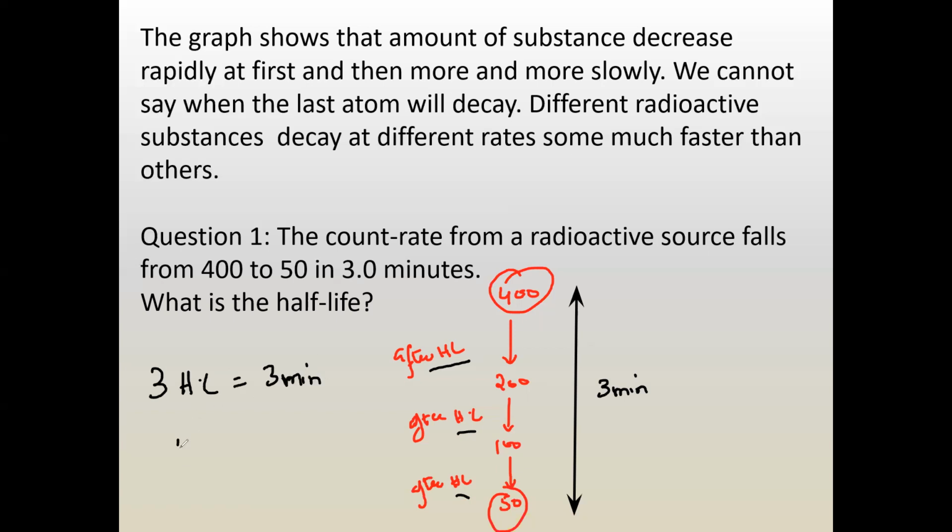So what is the half-life? Half-life is equal to 3 minutes divided by 3. So 3 divided by 3 means each half-life is actually 1 minute. So it will take 1 minute first to convert from 400 to 200, then another 1 minute to convert from 200 to 100, then another 1 minute to convert from 100 to 50.